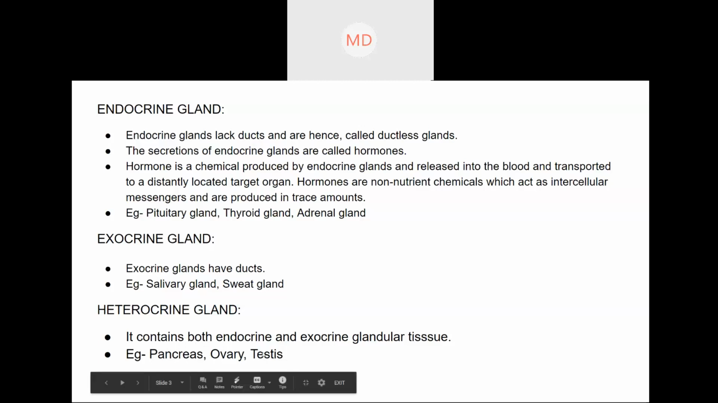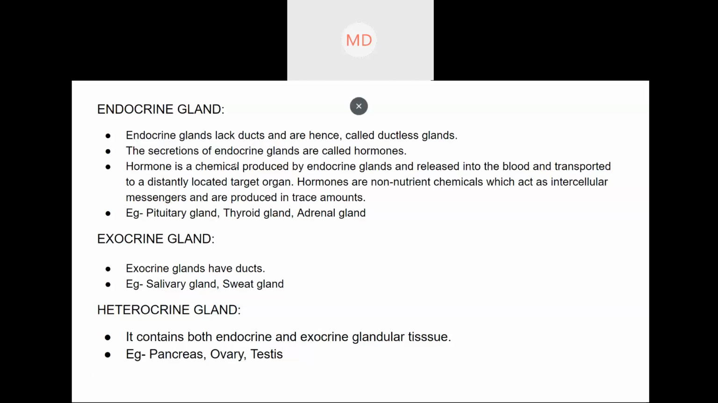These are the glands you need to remember that have an exocrine part as well as an endocrine part. The endocrine part will not have any ducts, but the exocrine will have ducts. The endocrine will secrete hormones, and the exocrine will not secrete any hormones. So you need to remember the main features of all the types of glands. For example, it might be asked to differentiate between exocrine, endocrine, and heterocrine gland. There might be questions on the difference, and you have to write it down.